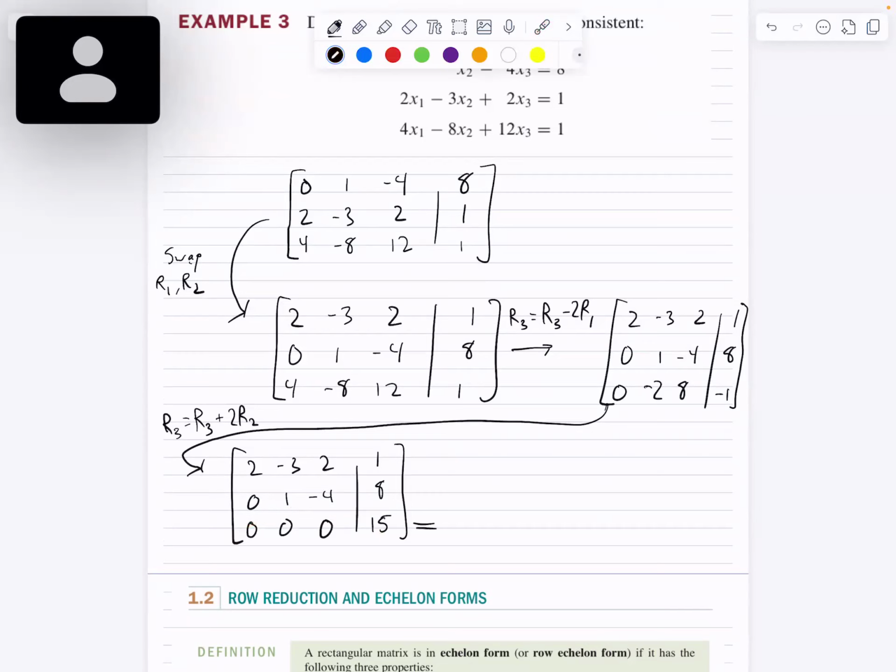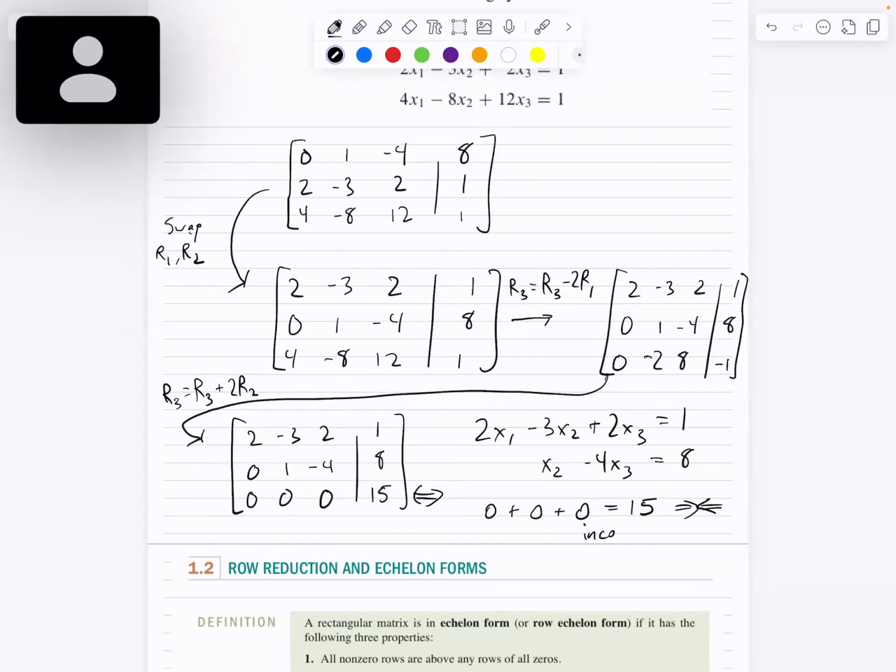I can write the whole system as 2x1 minus 3x2 plus 2x3 equals 1. x2 minus 4x3 equals 8. And then this bottom equation will be 0 plus 0 plus 0 equals 15. But that doesn't make sense. That's not possible. And so I like to write it as a contradiction. So this is inconsistent. Once you get an equation of all zeros in the coefficient part and then the augmented part is a number, then we automatically know that it's not possible. There's no solution. So inconsistent, no solution.